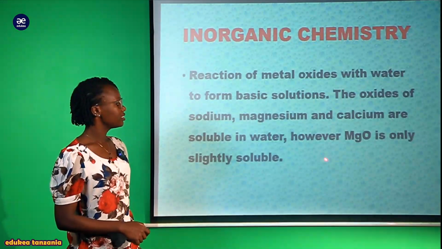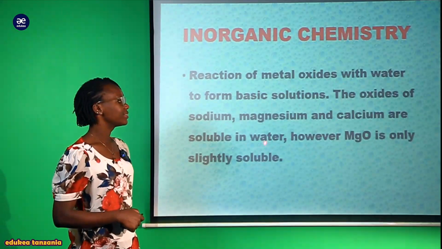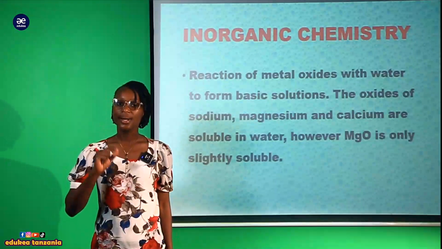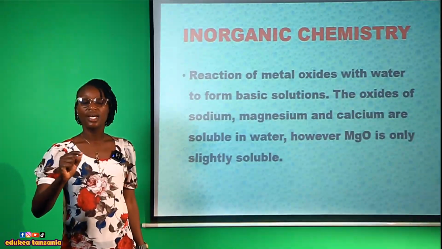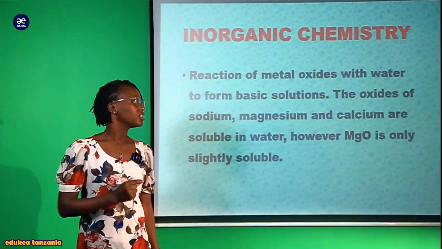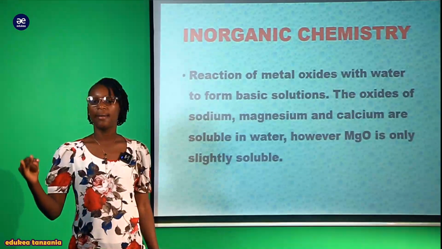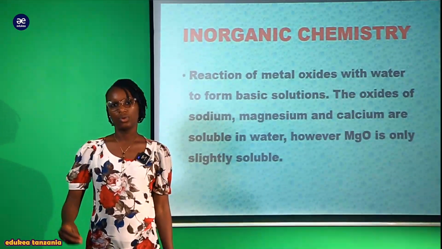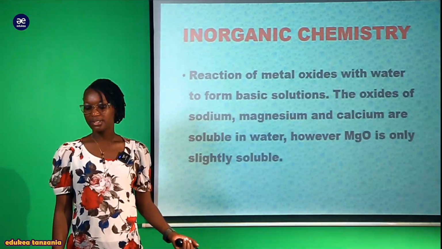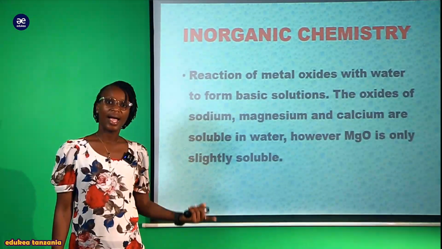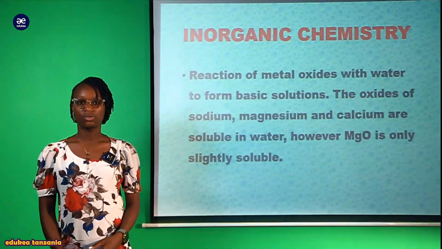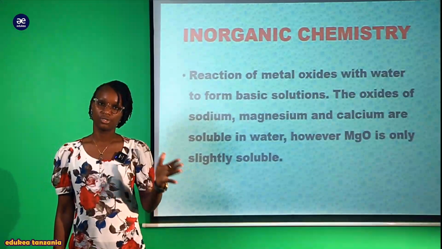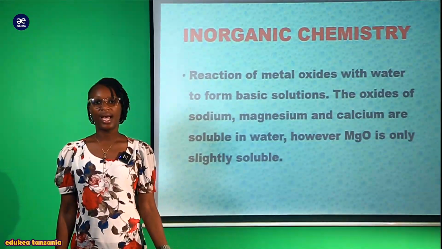Anasema however magnesium oxide is only slightly soluble. Kwamba magnesium oxide peke yake ndo slightly soluble in water, lakini hiyo oxide of calcium and sodium are soluble in water. So if are soluble in water, we expect to form the alkali solution or the basic solution, which will be very stronger base or strong alkali.